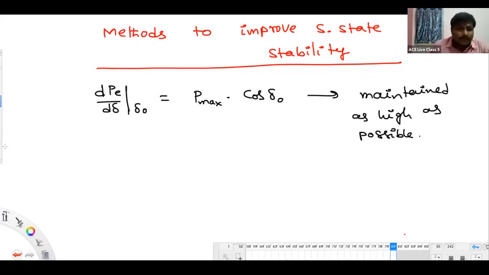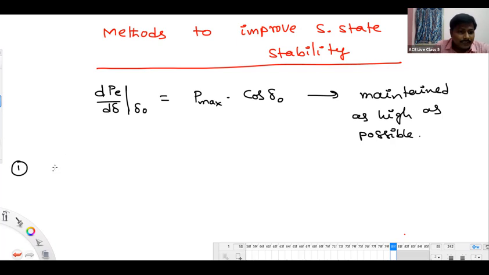So in that, first I'm going to tell you, to maintain dP by d delta, P maximum cos delta naught, very high, one option is to maintain the cos delta naught value very high. Maintaining cos delta naught very high means delta naught must be low. Delta naught must be low in the sense that loading on the system should be maintained as very less. If the system has a light loading condition, lightly loaded operation, at that time the system stability will be very high.